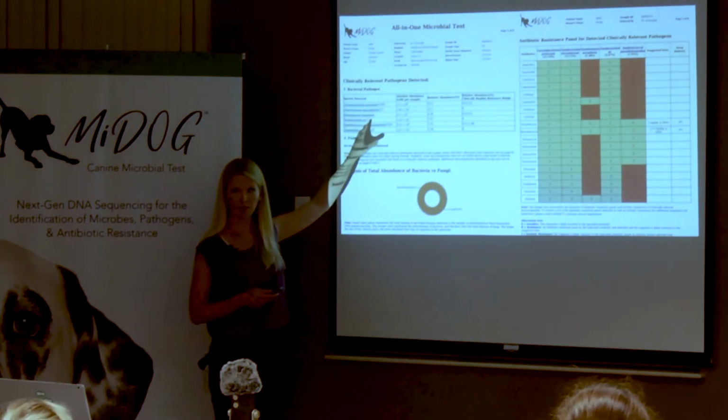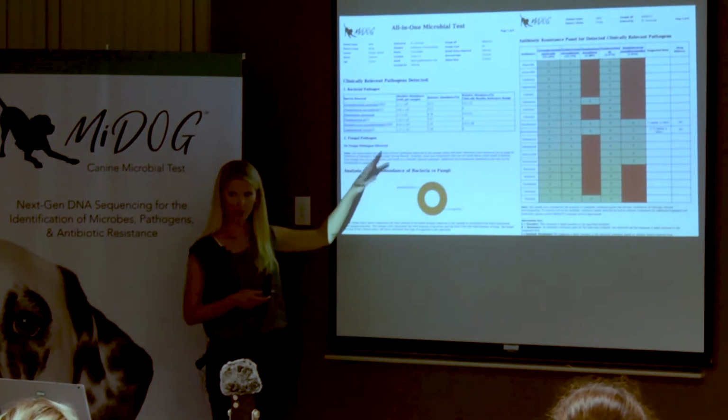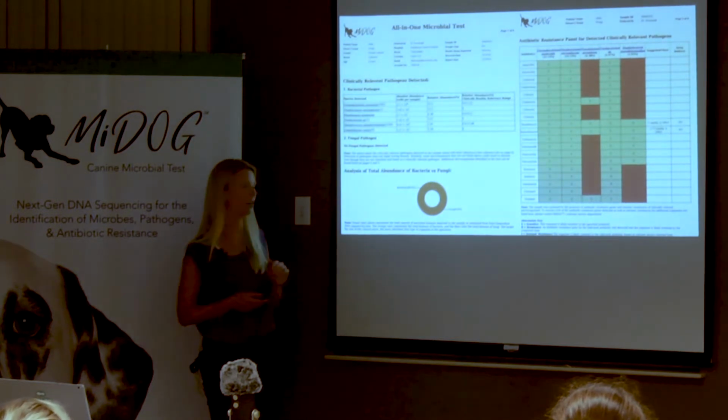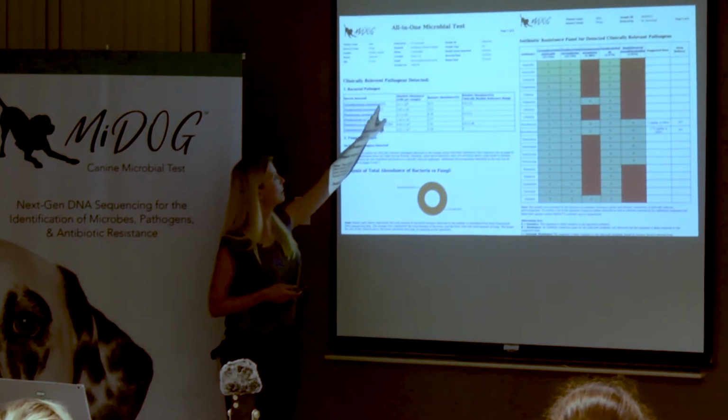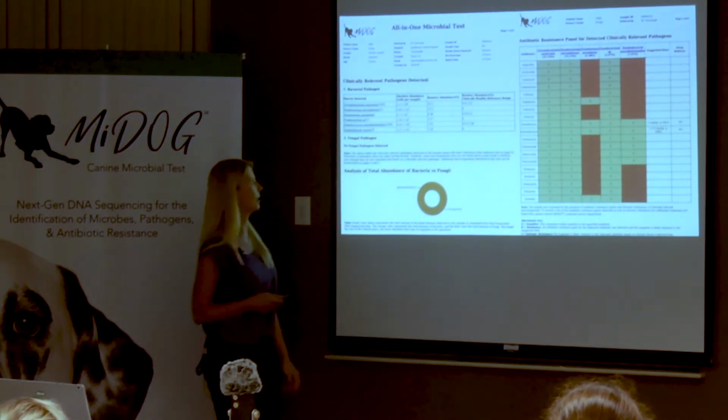So you get this as a PDF. All these are clickable links. So if you have more questions about any of these species, you can just click on it and it takes you to a third-party search. So you can learn more about each organism. The little numbers behind are just the citations for how we determine it's a pathogen.